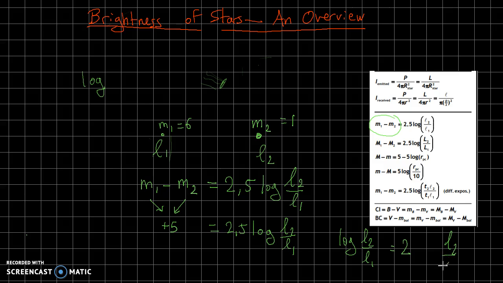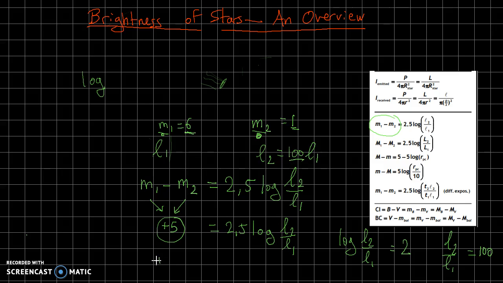Therefore, L2 over L1 is 2 to the 10, or 100. In other words, L2 would be 100 times L1. Whenever the magnitude increases by 5 units, the apparent luminosity decreases by a factor of 100. M1 has a larger magnitude than M2. Star 1 has a larger magnitude than star 2, which means it is fainter by a factor of 100.